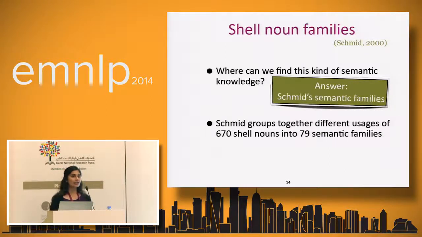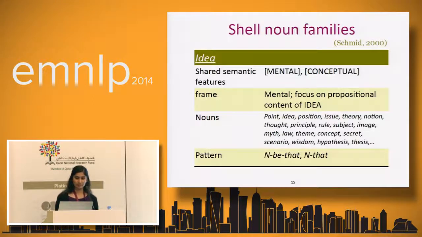Okay, so now where can we find this kind of semantic knowledge? So we exploit Schmidt's semantic families for this problem. Schmidt groups together all 670 nouns into about 79 semantic families. Here is an example family, an idea family. Now each family has 4 attributes. The most important ones for us are these last 2 attributes, nouns attribute and patterns attribute.